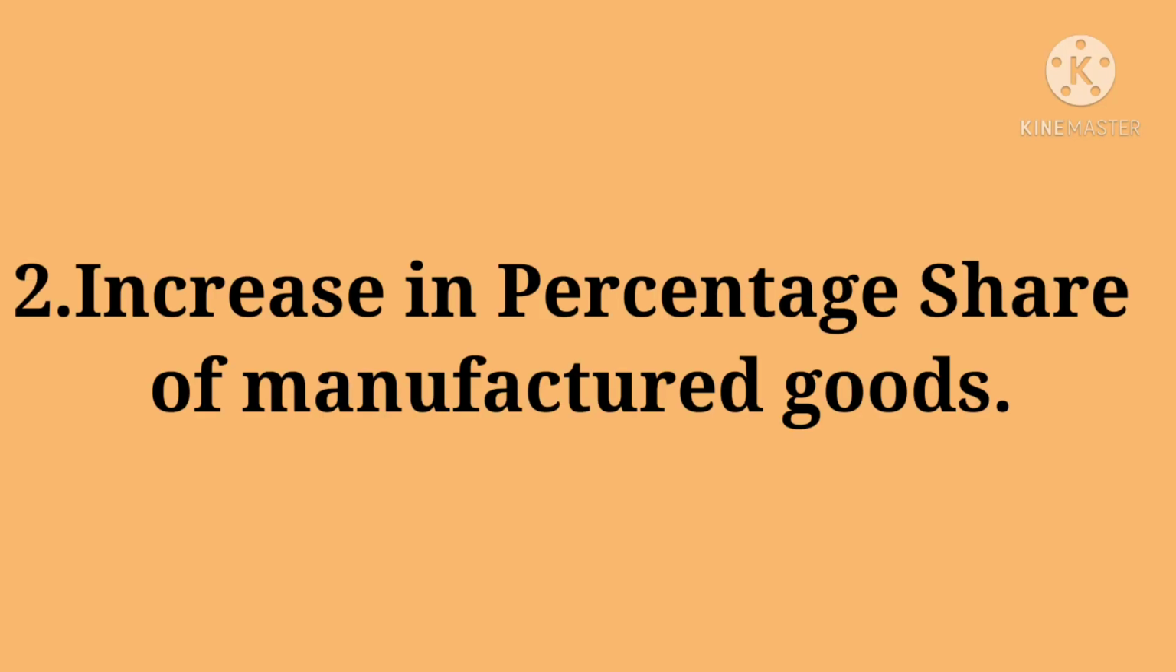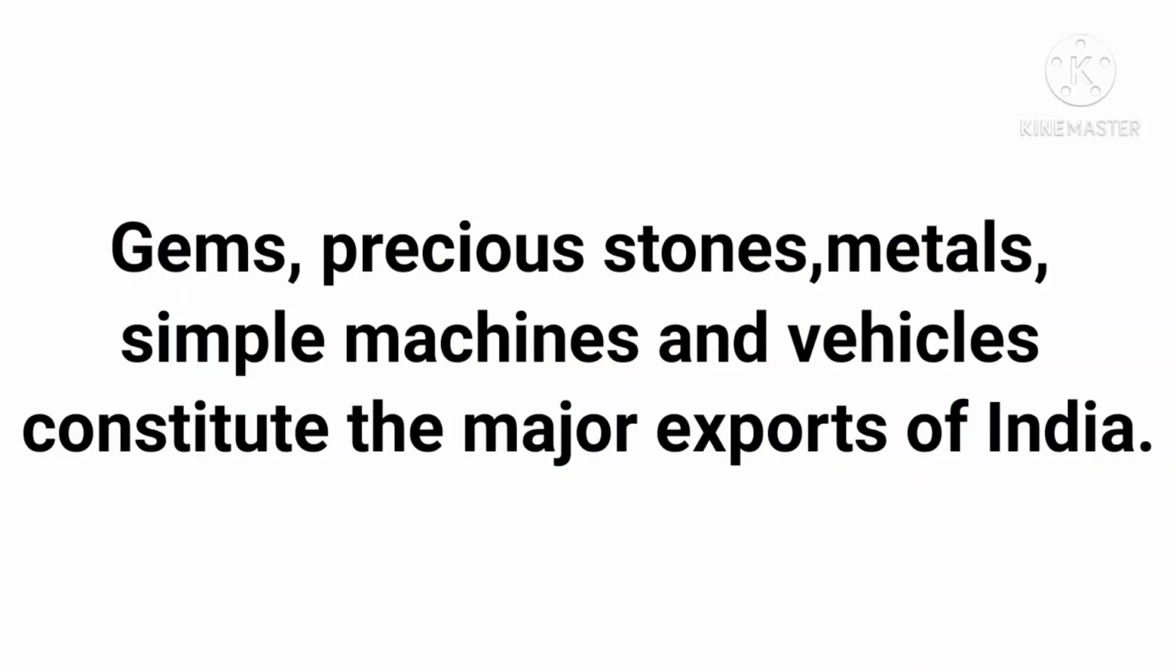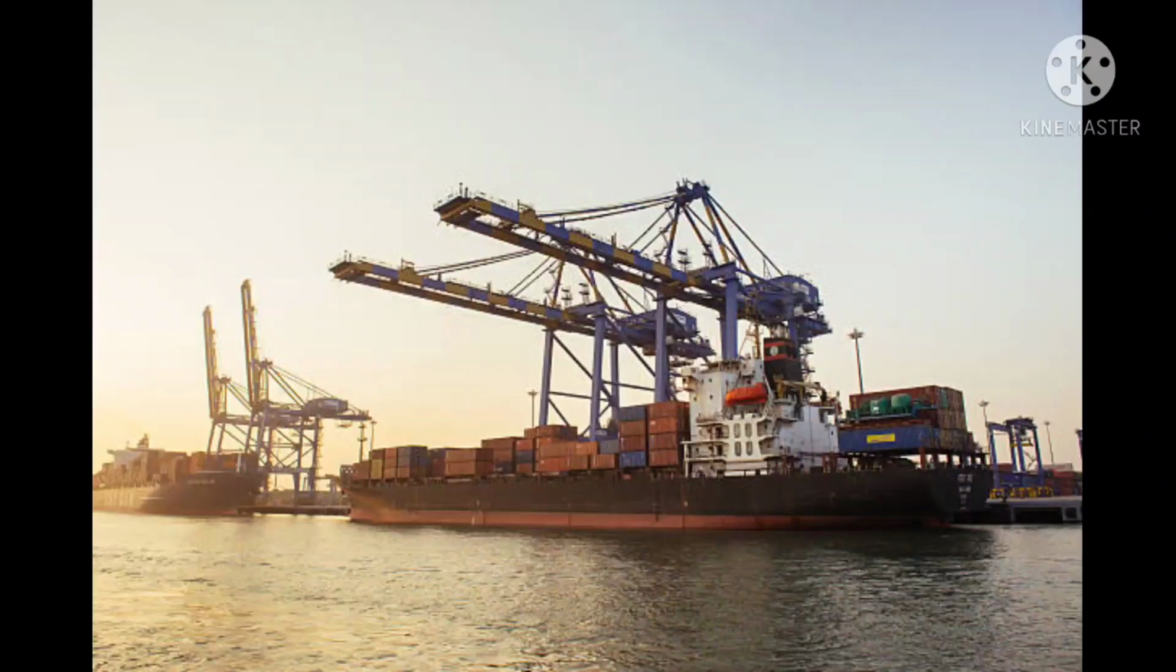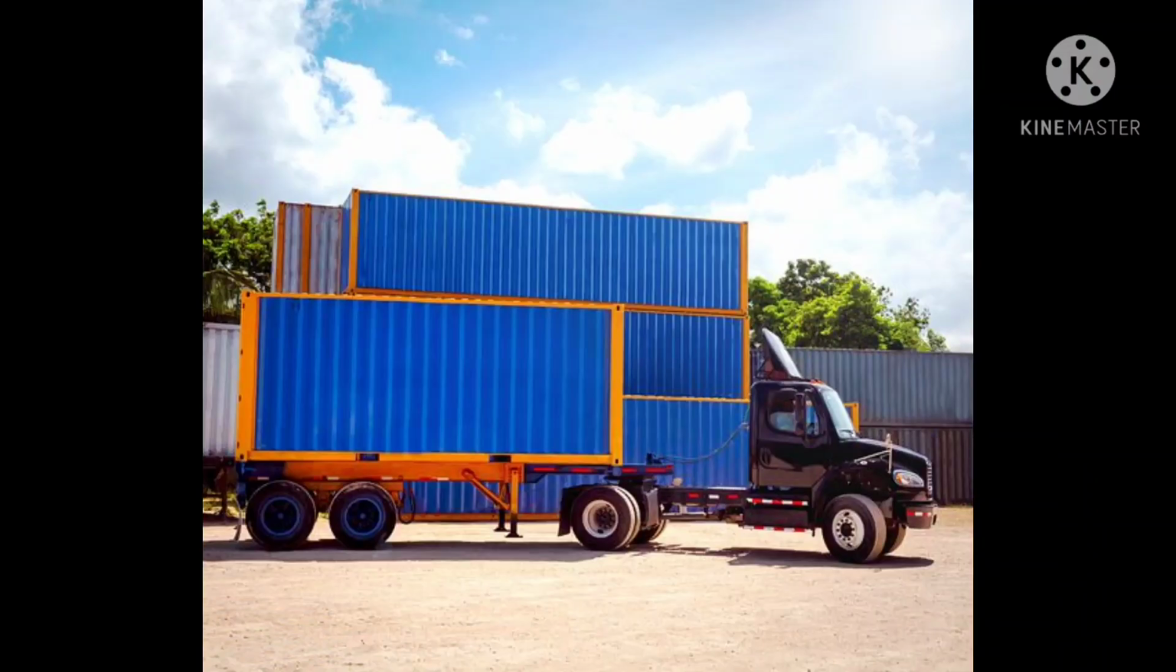The second most important change in the composition is an increase in the percentage share of manufactured goods. Now if we talk about the major exports of India, it included gems, precious stones, metals, simple machines and vehicles. These were the main exports of India under the category of manufactured goods.